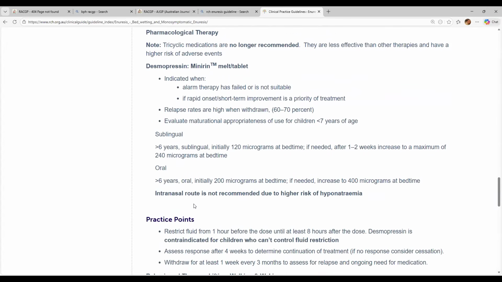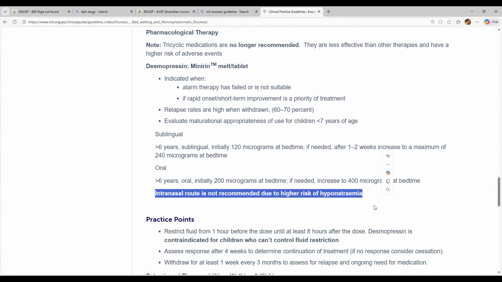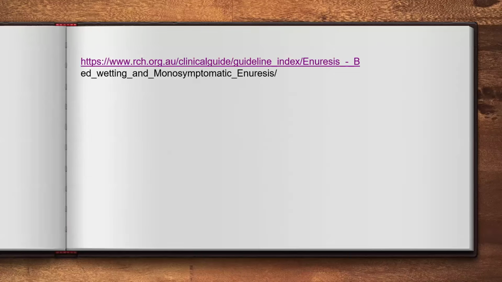It's a sublingual tablet. The intranasal route is not recommended anymore because studies have proven it causes a high risk of hyponatremia in kids, which is life-threatening. Okay? Clear, guys? Anyone have any questions from here?